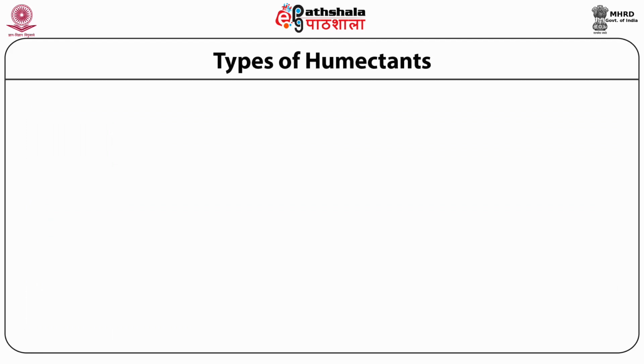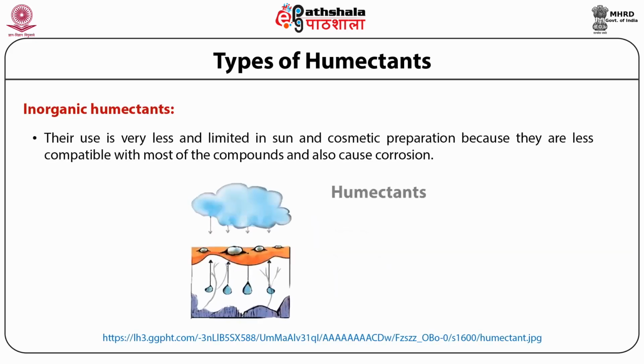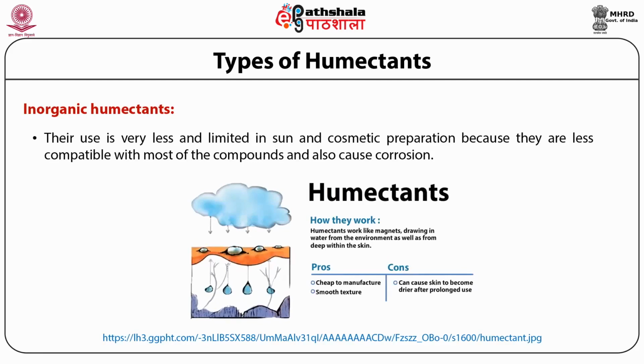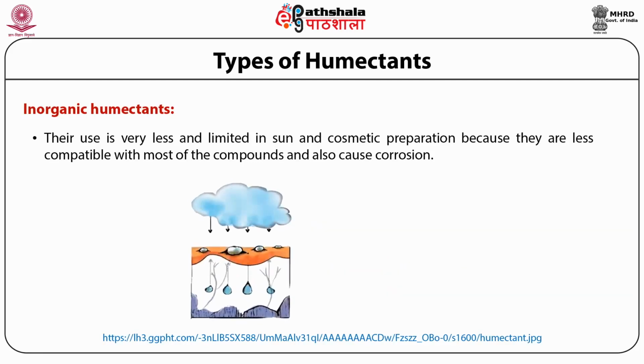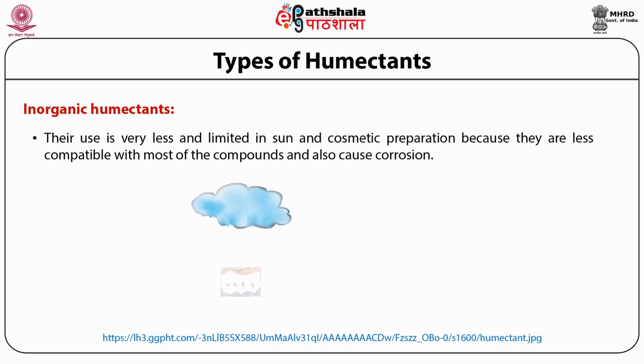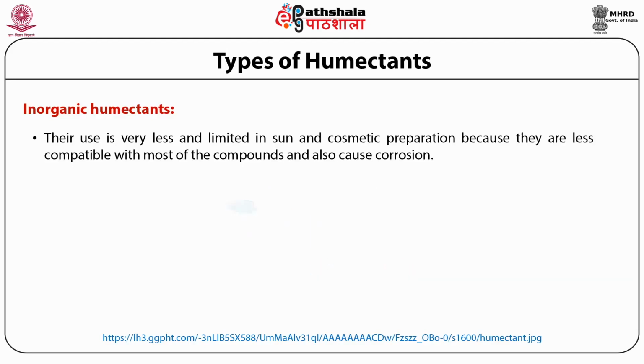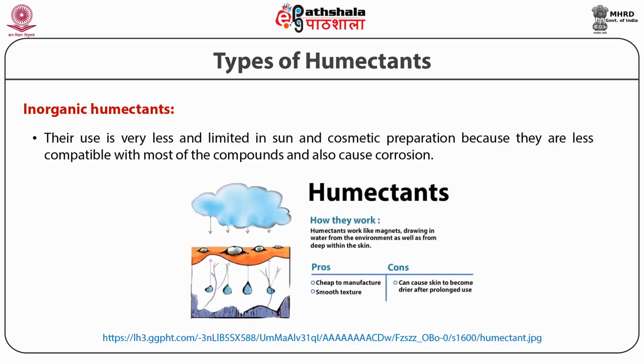Types of humectants. Humectants can be of different types and are classified as: number 1, inorganic humectants. Their use is very less and limited in sun and cosmetic preparations because they are less compatible with most of the compounds and also have chances of causing corrosion. Calcium chloride is an example of an inorganic humectant used as a component of cosmetic products.